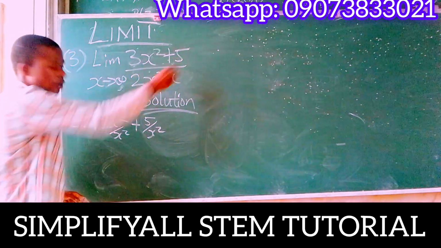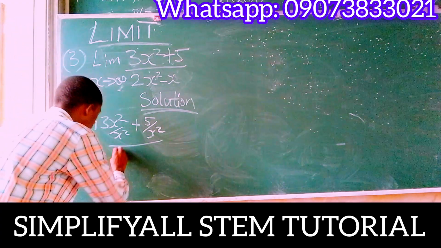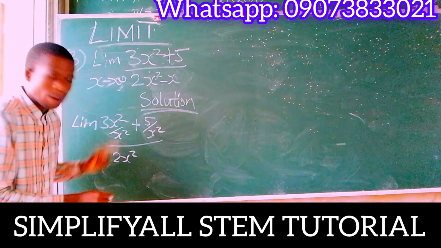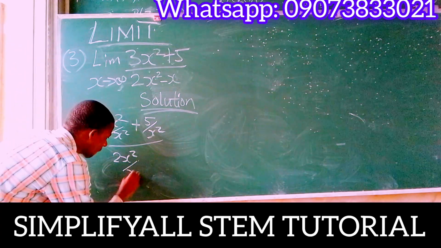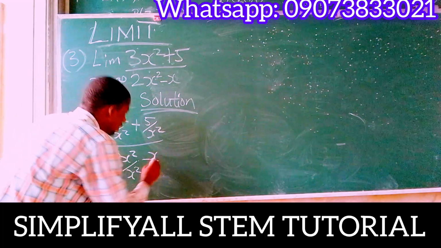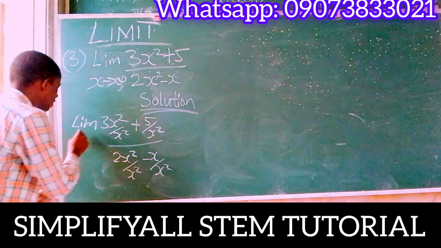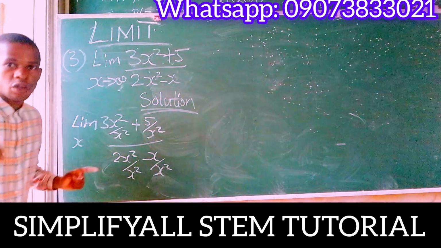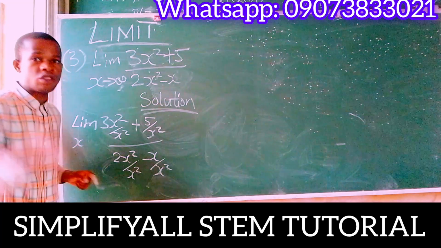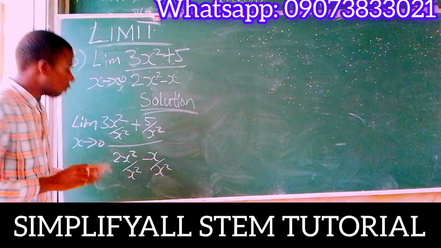This is the numerator, then all over, we have our 2x squared, which we divide by the highest power, x squared. Now we come to minus x, divided by the highest power of x, which is also x squared. And we know that as x tends to infinity, as I said earlier, 1 over x tends to 0. Take note of this.